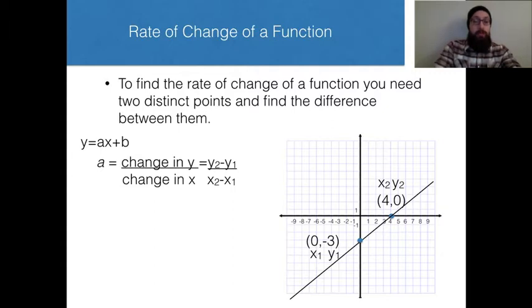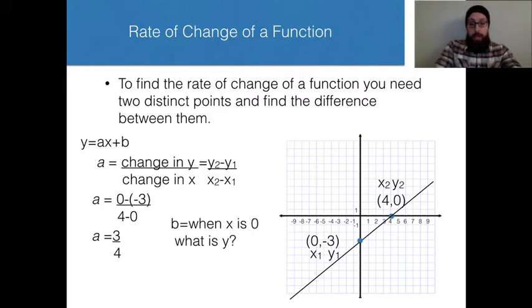We have a is equal to 0 minus negative 3. A negative and a negative make a positive, and we have 4 minus 0. So for our a, we have a is equal to 3 over 4. But now we have to figure out what b is. So when x is 0, what is y?